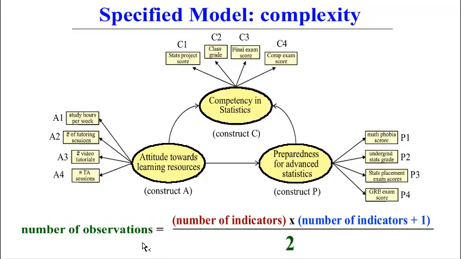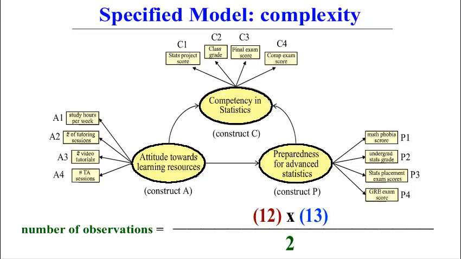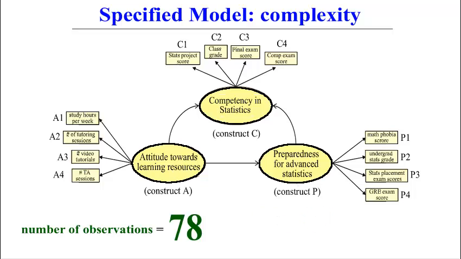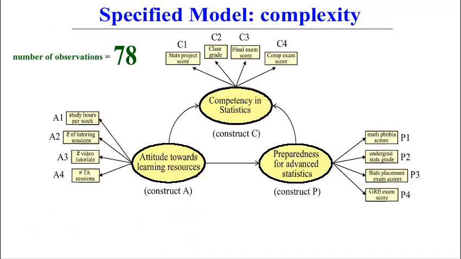So to get the number of observations, you take the number of indicators, which we have 1, 2, 3, 4. You'll remember we got rid of A5 because the EFA told us to. So we got 4 here, 4 here, 4 here. So that's 12 times 12 plus 1 is 13. And that's a grand total of 78. So we have a total number of observations of 78. I'm going to move it up there.